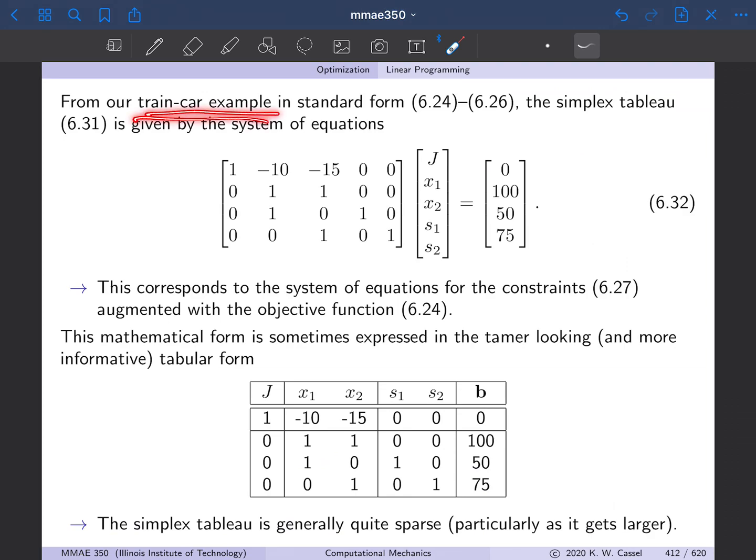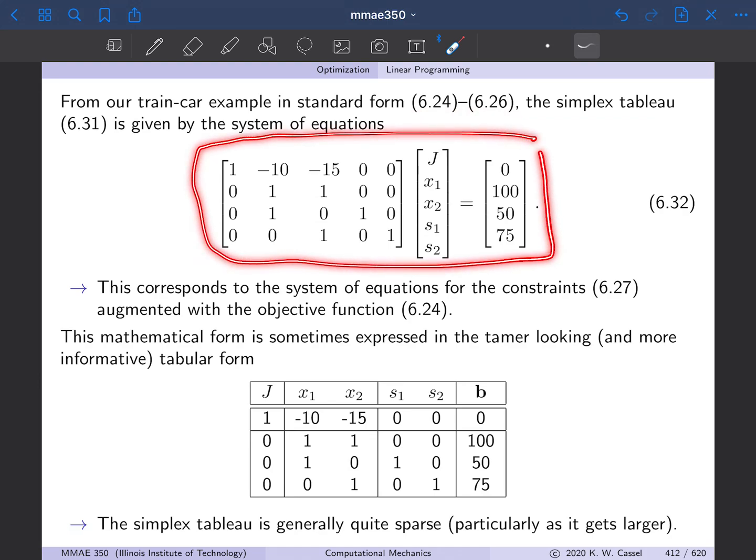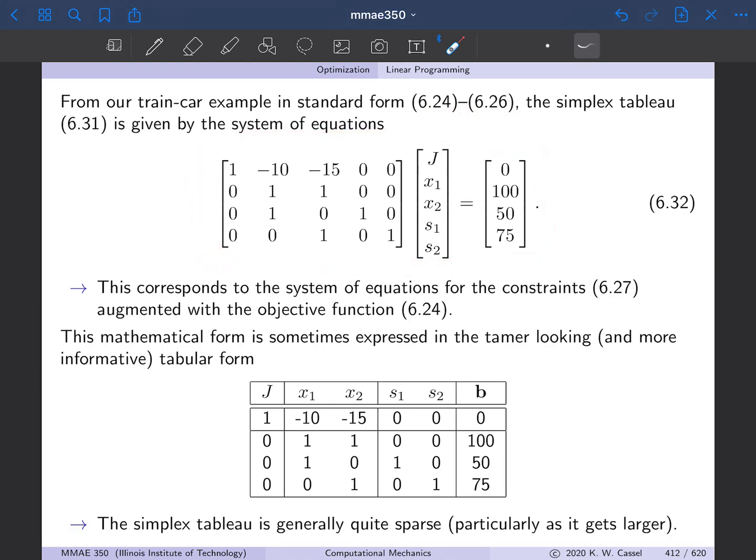So in the train car example that we discussed last time, if you go back and look at equations 6, 24, 25, and 26, we have the objective function, we have the constraints. Those are all now included into this simplex tableau. So remember, the first row is the objective function. So let's walk through that.